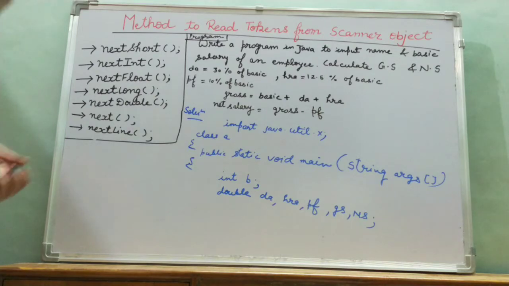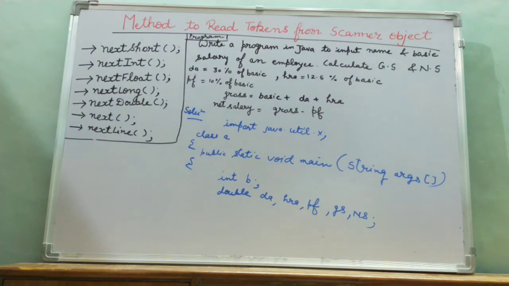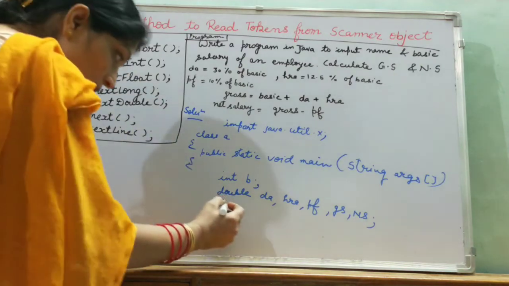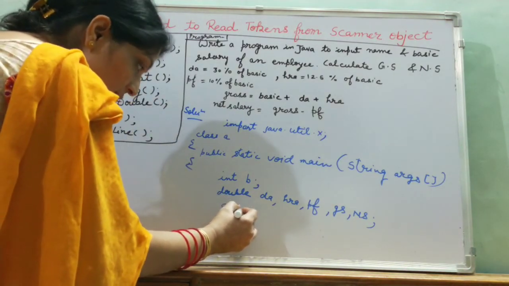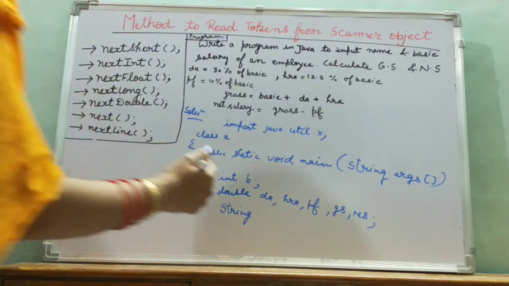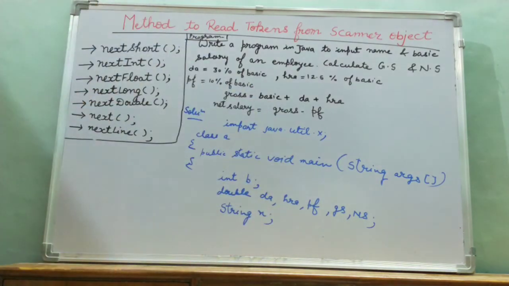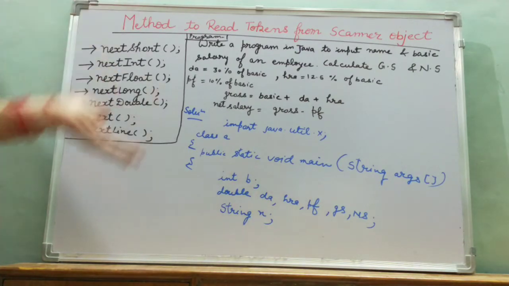And one more thing given in the question: input the name of an employee. When we are inputting the name of an employee, we will use the string data type. The data type is String, S is capital, name is a variable, String name, or you can take N in short. And then give a message according to the program: enter the name of the employee.